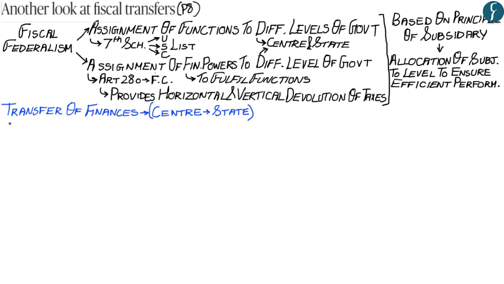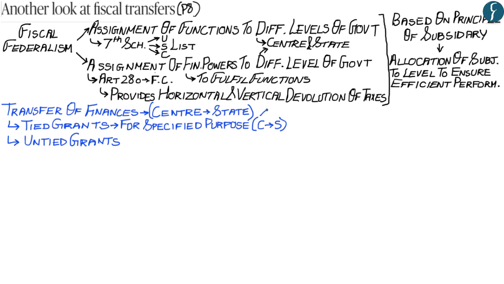Now there are two main modes of transfer of finances from the center to the state, first being the tied grants and the second being the untied grants. Now, when we say the tied grants, it means the grants that have been received by the state for a specific purpose by the central government.